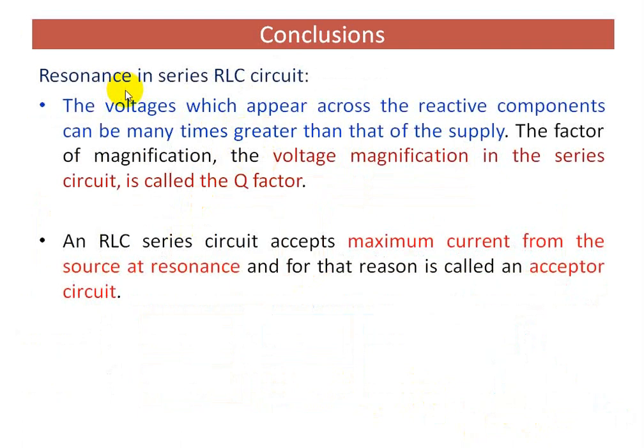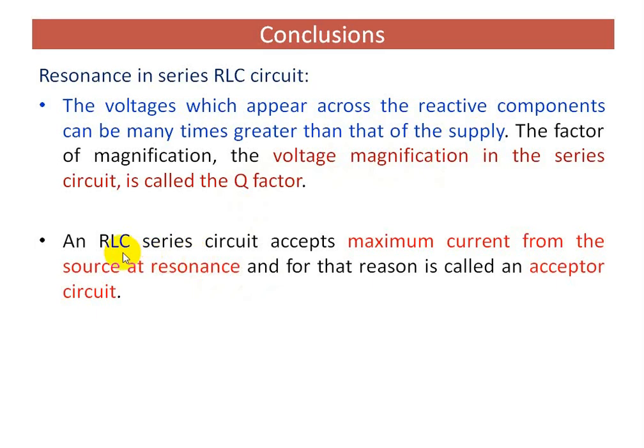In a series RLC circuit at resonance, the voltages which appear across the reactive components such as L and C can be many times greater than that of the supply. So here voltage magnification takes place, and this voltage magnification is called the Q factor.